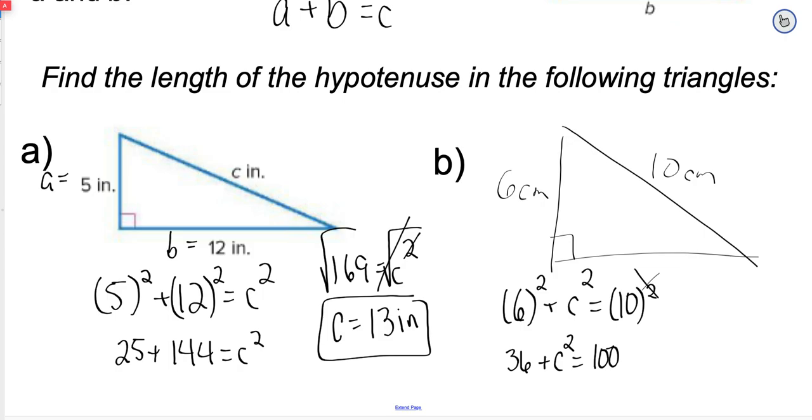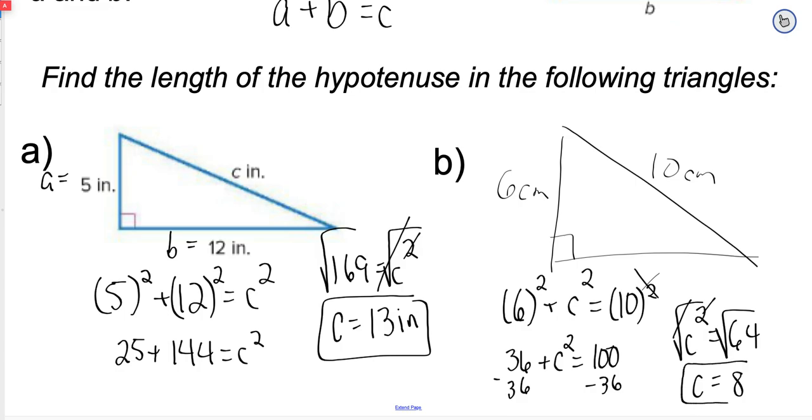All right. So subtract 36 because we have to get the c squared by itself. So we end up getting c squared is equal to 64. Square root, use that square root property. C is equal to 8. So again, and make sure we label it, 8 centimeters. All right, so again, another Pythagorean triple, just to kind of keep the numbers nice. All right, so that is Pythagorean theorem.